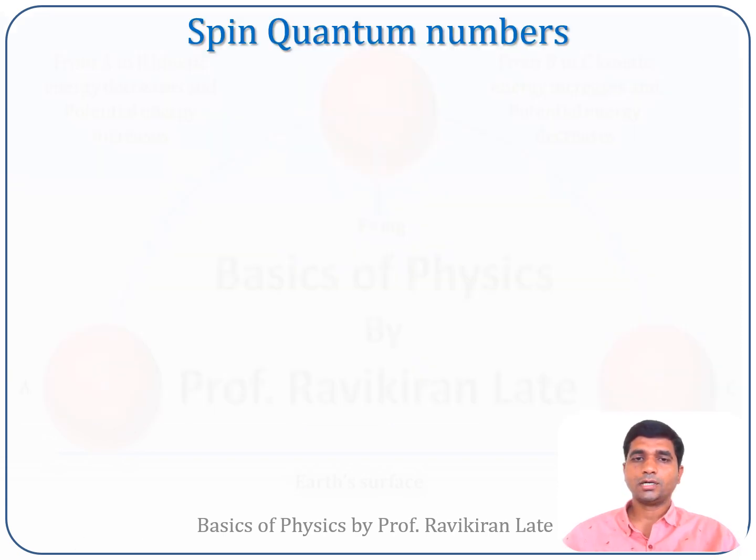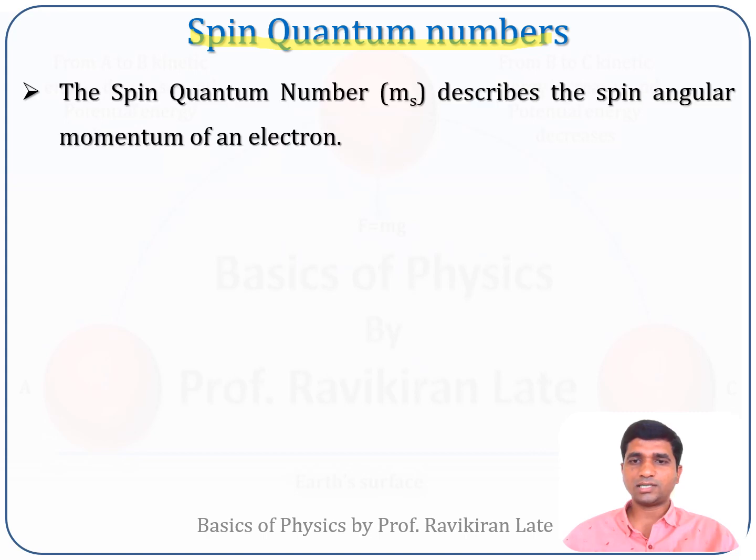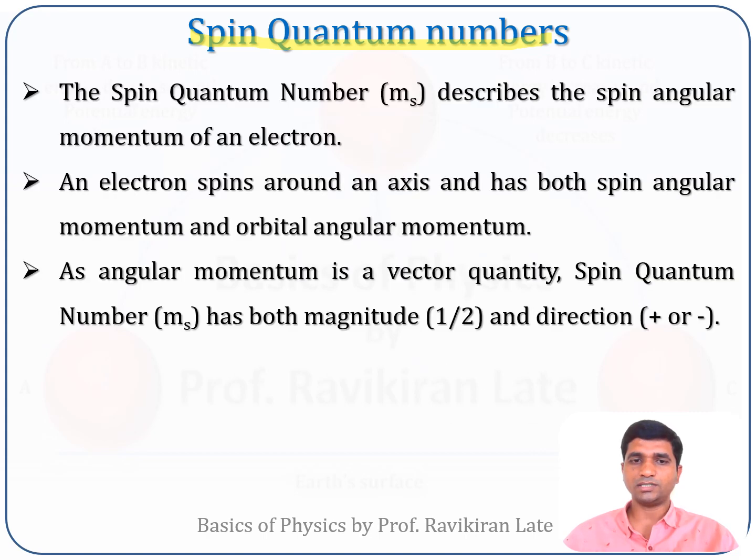Now the last quantum number is the spin quantum number. We can understand this spin quantum number in terms of the Stern-Gerlach experiment, but we have not discussed the Stern-Gerlach experiment yet. We will try to discuss it in our coming lectures. But prior to that, we will try to understand what this spin quantum number is.